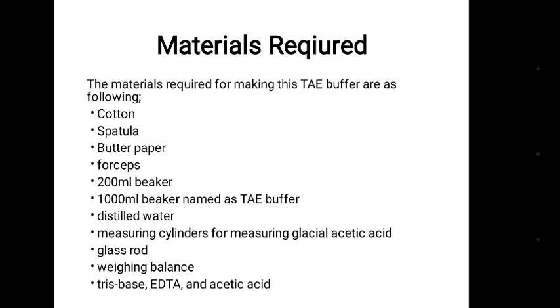First of all, we will discuss the materials required in this preparation. First of all, we will take cotton, spatula, butter paper, forceps, 200 ml beaker, 1000 ml beaker named as TAE buffer, distilled water, measuring cylinders for measuring glacial acetic acid, glass rod, weighing balance, tris base, EDTA, and acetic acid.